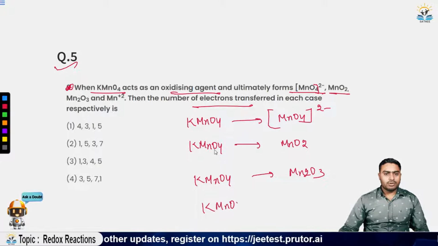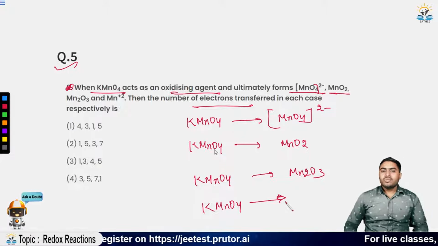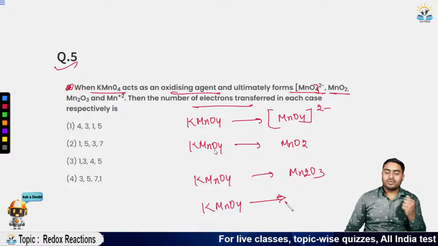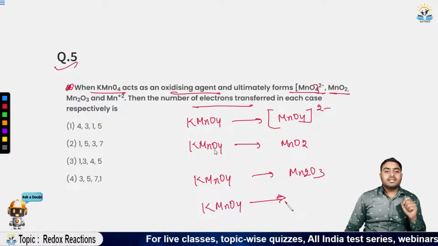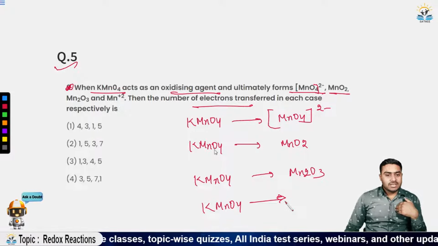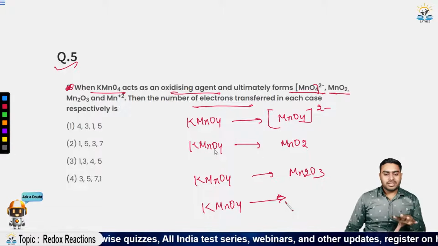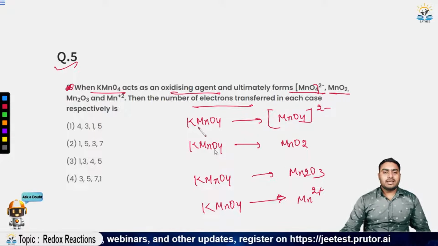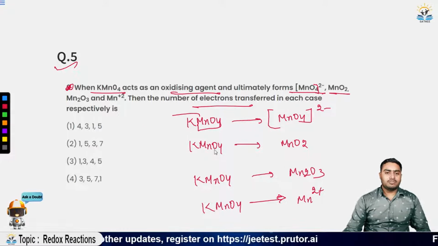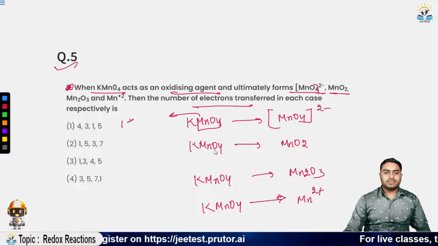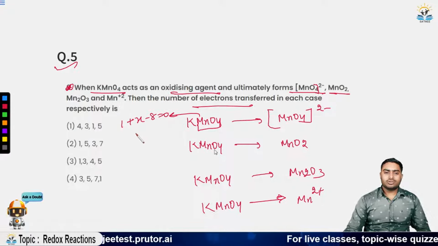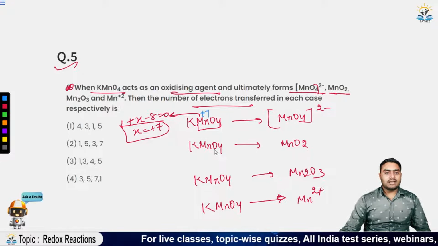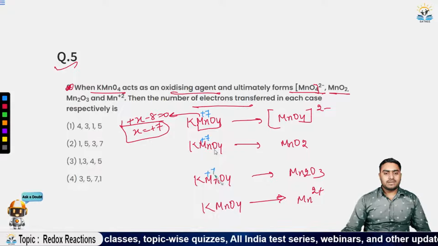Next, KMnO4 is acting as an oxidizing agent. Listen to me very carefully. It is acting as an oxidizing agent, so definitely it will undergo reduction, because oxidizing agents oxidize others and reduce themselves, right? So a decrease in oxidation number will take place. And in the next case, you can see KMnO4 to Mn2+. In KMnO4, manganese oxidation number is suppose x, potassium is +1, and oxygen is -8, and it is neutral, so 0, so x comes out to be +7. So in each case I can write +7.